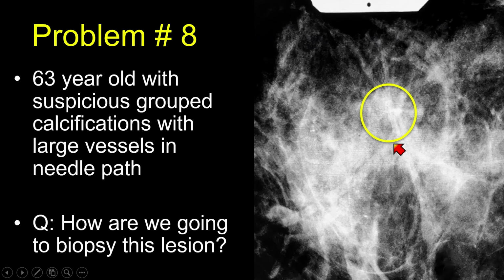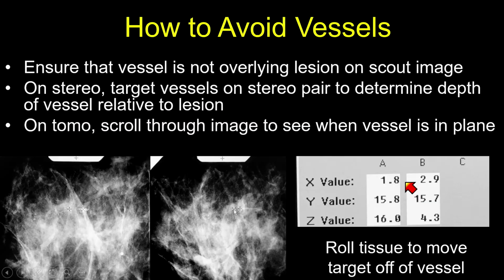So some people might want to just pass right through that vessel, but I guess the first question is where is that vessel? That's what you should be asking. Is that vessel actually in your path? Or is that vessel actually on the far end and you're not even going to get anywhere close to it? So in order to figure that out, you would have to get a stereo pair, and then you can target not just your lesion that you're going to be biopsying, but you can also target the vessel, and based on that, you can see in this particular case the X and Y were pretty close. The depth tells you that this is superficial to our target.